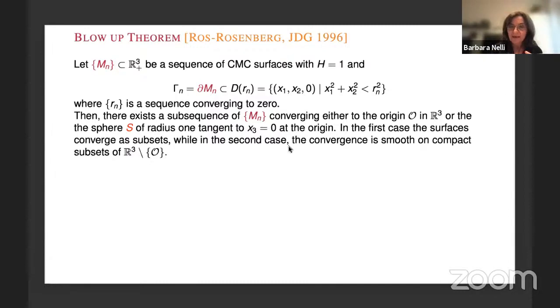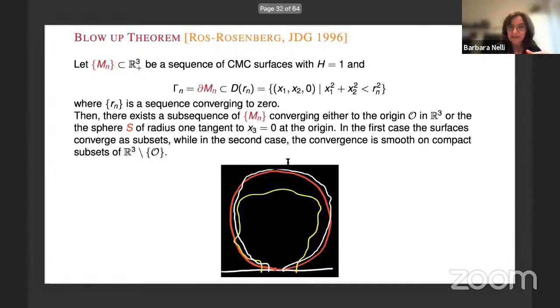So this is the picture. There is also something about the convergence, but the type of convergence is not important for us at this moment. But the point is this one. The red surface here is the sphere, and there is a subsequence converging to that.